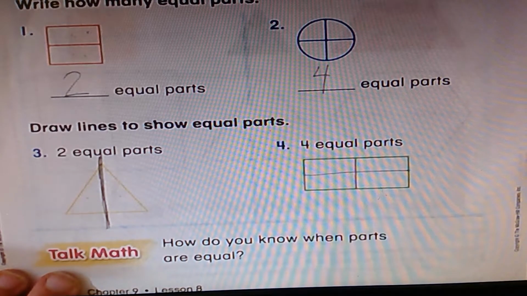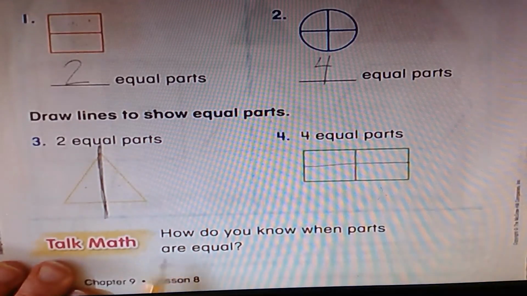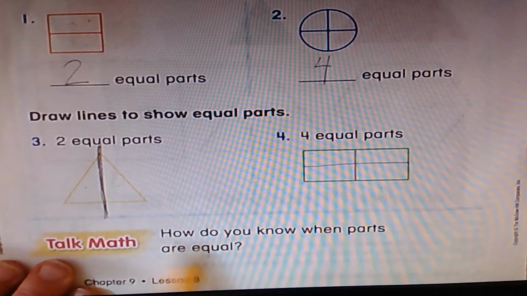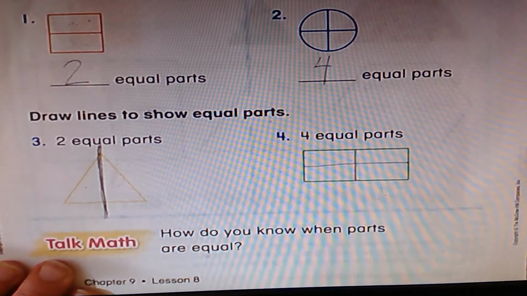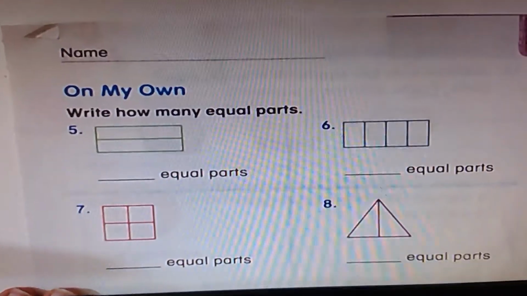Okay? How do you know when the parts are equal? Well, let's read it with that other word, the synonym of equal. How do you know when parts are the same? When they're the same size and the same shape. Turn to the next page.